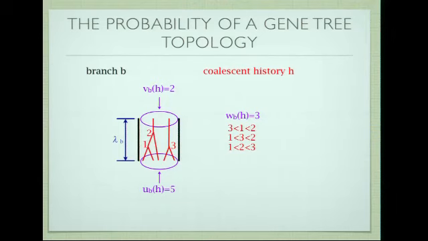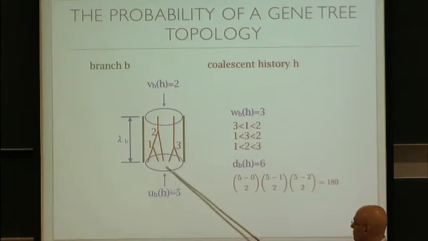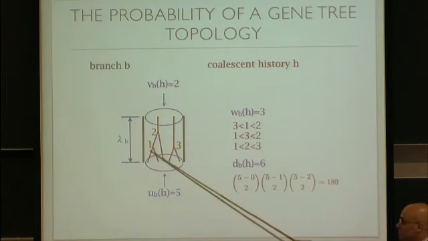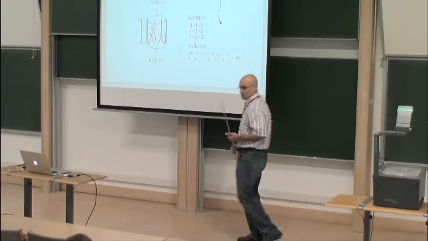Now, D sub B of H, basically, this should be 6. Actually, it's 180. This is the number of all possible ways of 3 coalescent events happening on a set of 5 lineages in any order, even the orders that do not give rise to the same gene tree, okay? So here, to choose the first coalescent event, we have to choose 2 out of 5. For the second one, we have to choose 2 out of 4, because once we have a coalescent event, it went down to 4, and then 3 choose 2, and so on. This will give 180, okay?